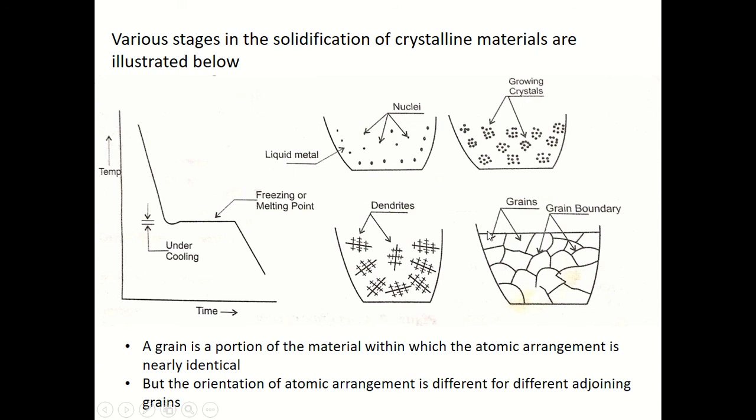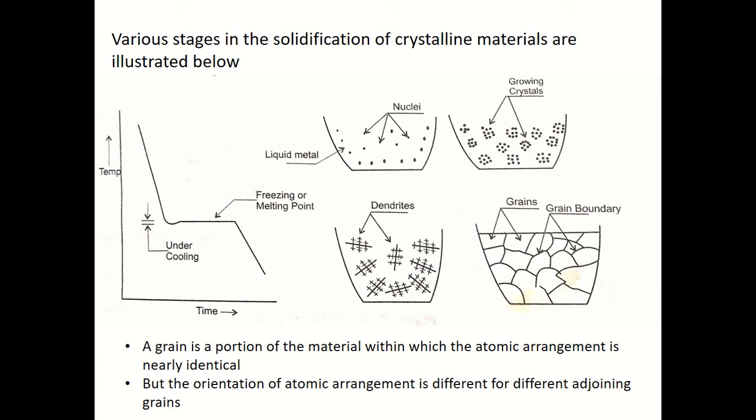What is meant by a grain is a portion of the material within which the atomic arrangement is nearly identical. If you take this particular grain, this is grain number 1, 2, 3, 4, 5, 6, 7, different grains. It is a combination of grains that gives you the final solid. If you take a single grain, you can find the atomic arrangement is nearly identical. But if you take two grains, the orientation of the atomic arrangement is different. This grain is oriented differently than that grain. This point is very important.